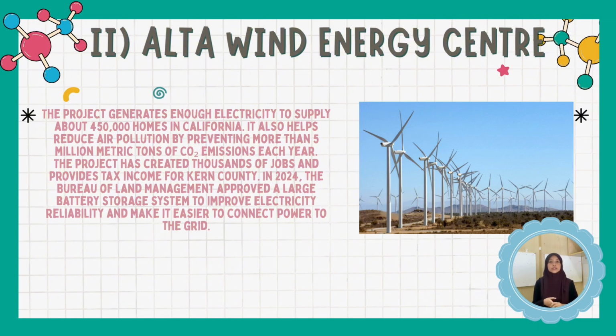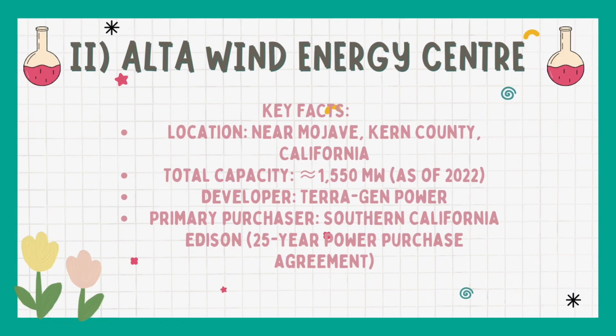In addition, the project has created thousands of jobs and contributes tax income to Kern County, supporting the local economy and community development. To further improve the system, the Bureau of Land Management approved a large battery storage system in 2024. These systems help improve electricity reliability and make it easier to connect and distribute the power through the electrical grid. In conclusion, the Alta Wind Energy Center demonstrates how wind energy can provide clean electricity, support economic growth, and improve the sustainability of energy.